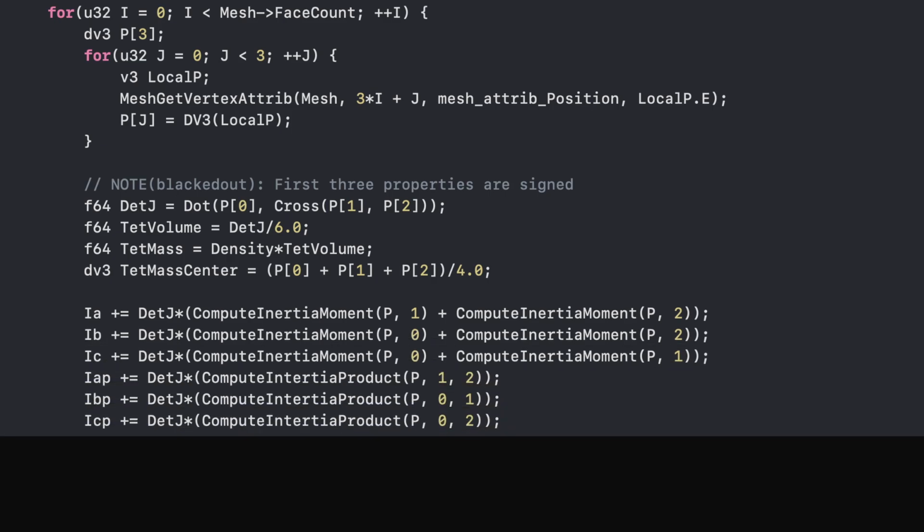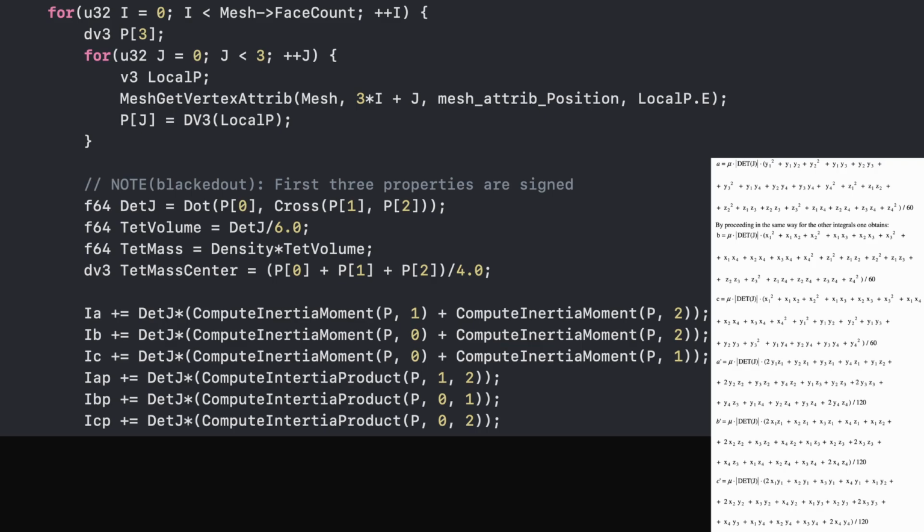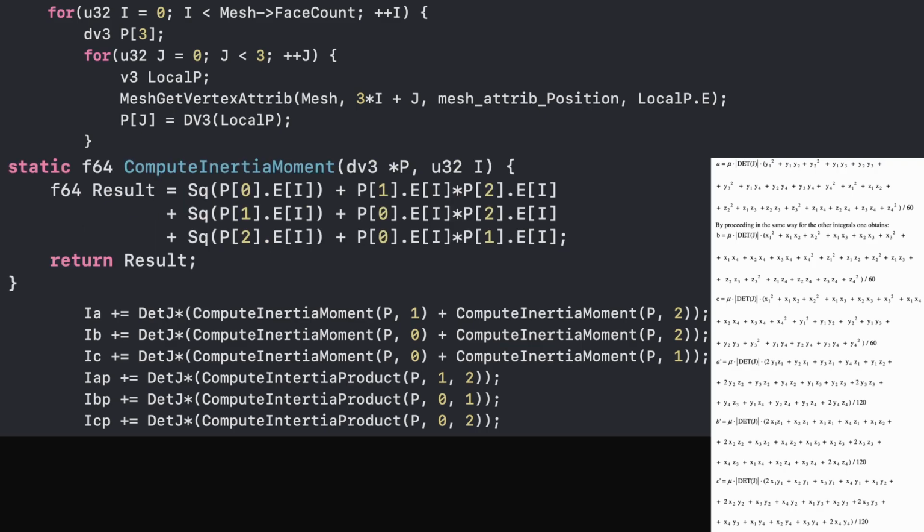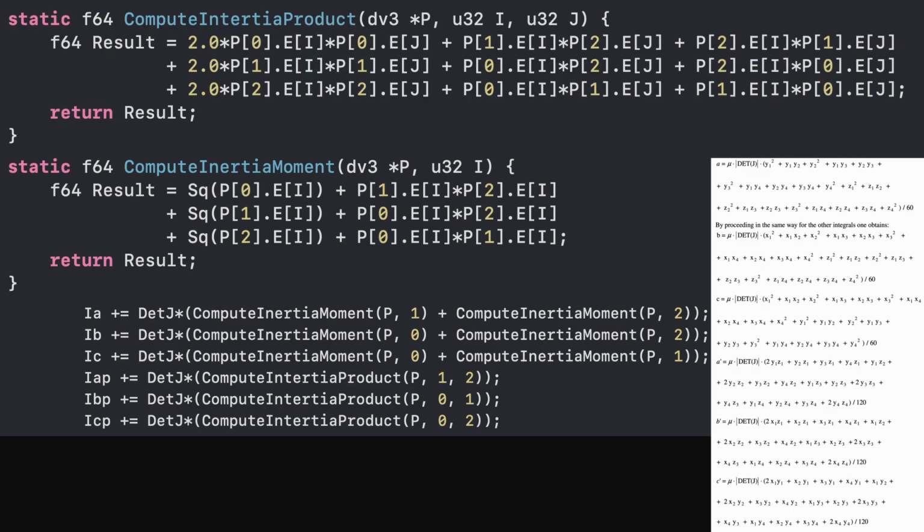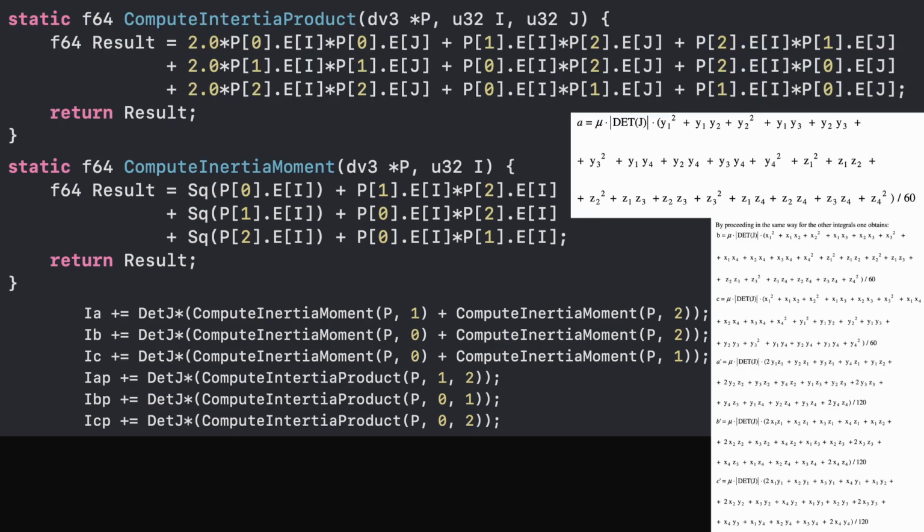Next, I compute all 6 inertia values for the current tetrahedron according to the paper by Tonon and just add them to the local variables of the mesh. Except, of course, I keep the determinant of the Jacobian matrix signed. The diagonal elements are each composed of 2 different main moments of second order, so I wrote a function compute inertia moment which computes one of those. The off-diagonal elements are products, so I just created a function compute inertia product for that. Note that I factored out the division and density multiplication here. Also, the point x1, y1, z1 lies in the origin, so the formula in the code is a bit shorter since some of the products are 0.